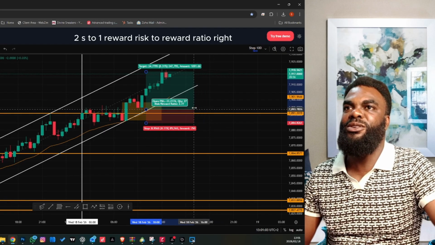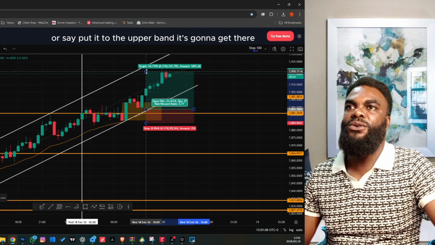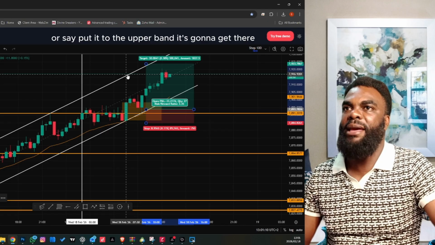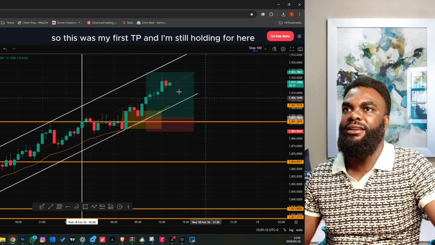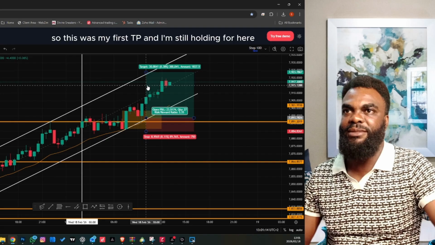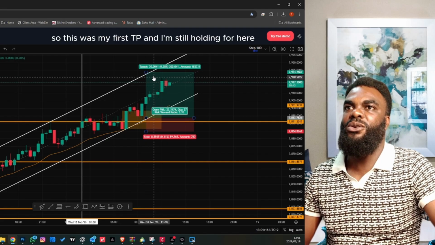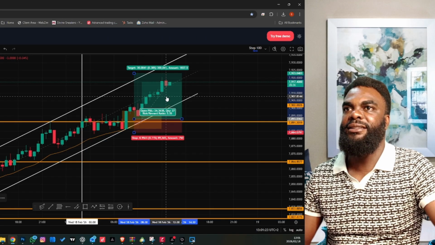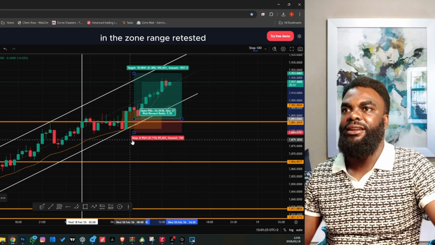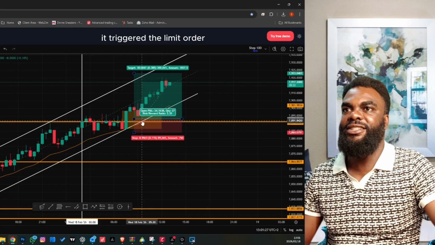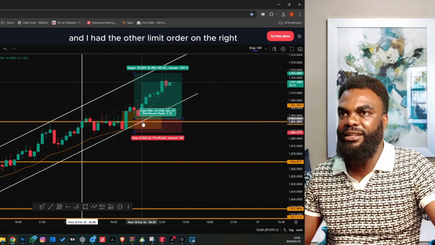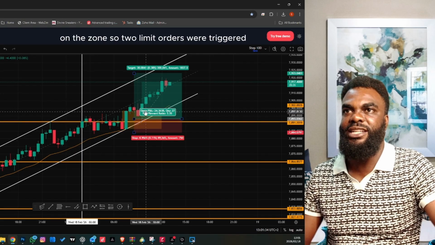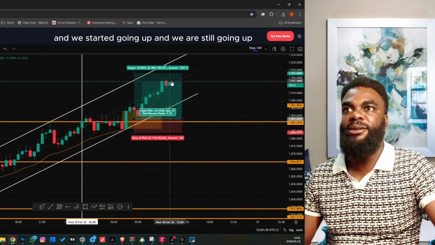And then I put my stop loss here, and then I targeted a 2:1 risk to reward ratio, right? Or say put it to the upper band, it's going to get there. So this was my first TP, and I'm still holding for here. So when the price came back in the range, retested, it triggered the limit order, and I had the other limit order right on the zone. So 2 limit orders were triggered, and we started going up, and we're still going up.